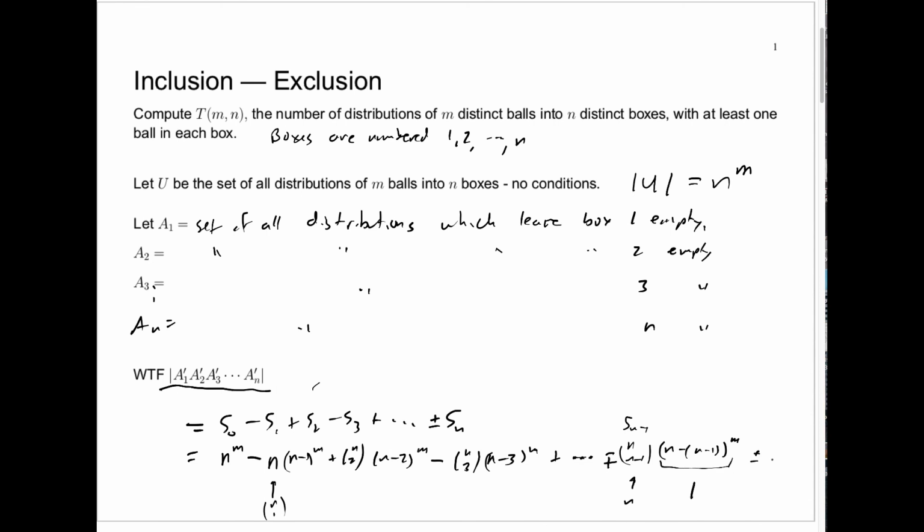And then for s sub n, we'll have the intersection of all the sets, but for a distribution to be in the intersection of all the sets, all the boxes have to be empty, and there's 0 ways to do that. You would see, according to this pattern, that would just be an n minus n to the nth. You'd have a 0 for that last term. So here's our formula for the size of a1 prime, a2 prime, etc., and we know that that will count Tmn.